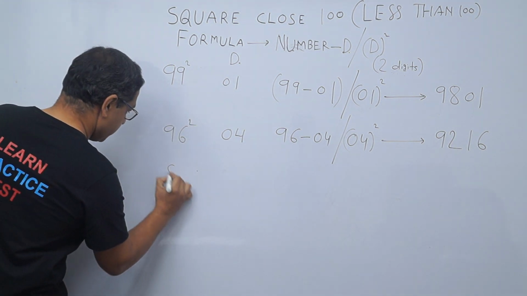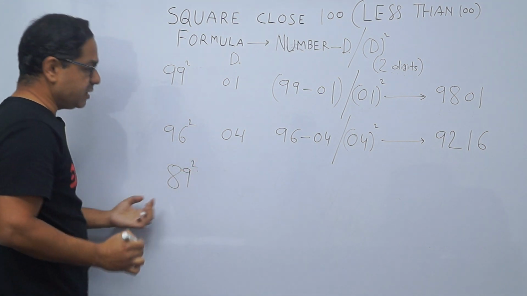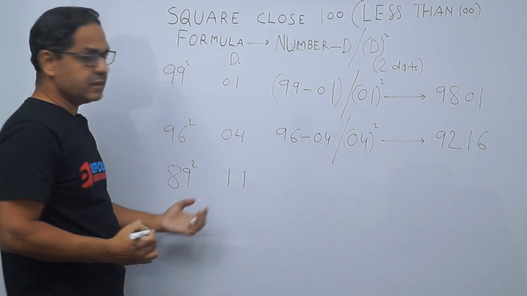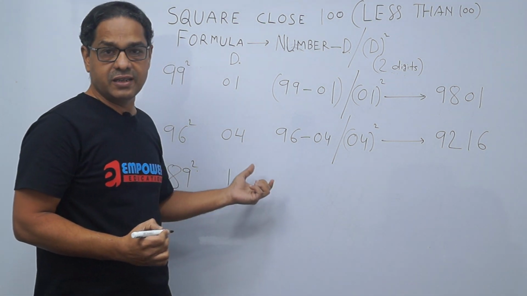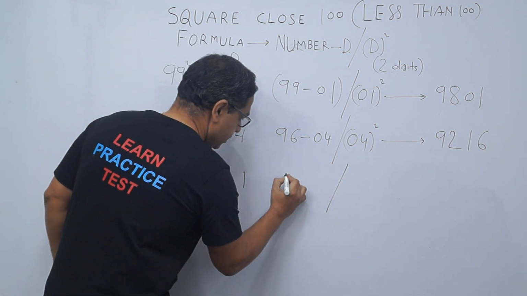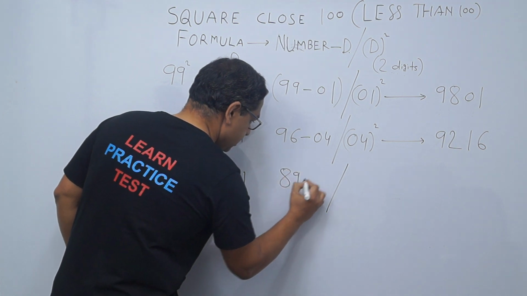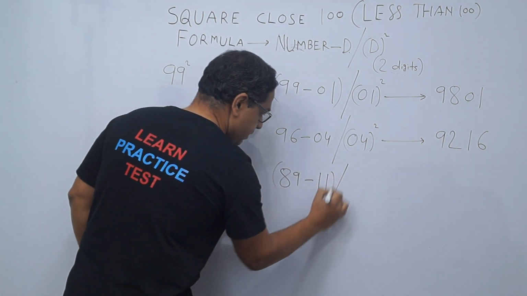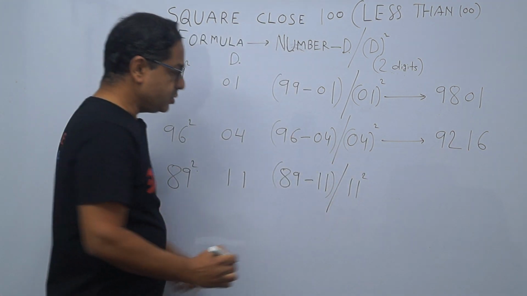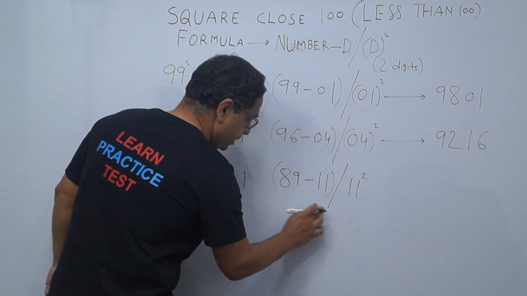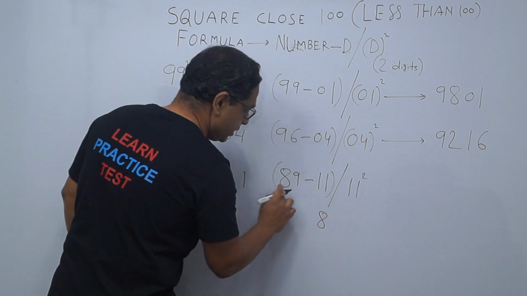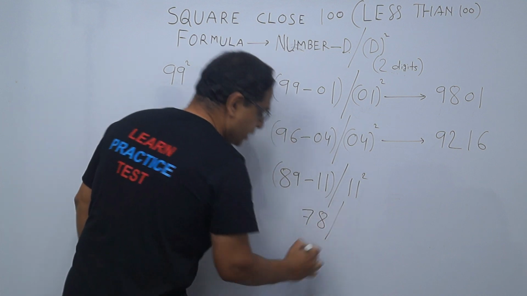Clear, friends? So as we go further below 90, what happens? If we take an example of 89, which is 11 less than 100, the deficiency is 11 here. So the left hand side answer will be your number 89 minus the deficiency, and on the right side we have the deficiency square. So see what happens here. Now if we solve this, we get 89 minus 11. 9 minus 1 is 8, 8 minus 1 is 7. So the left hand side is 78.